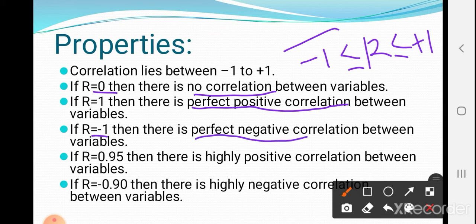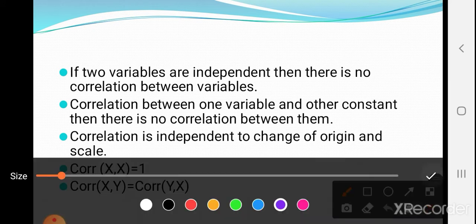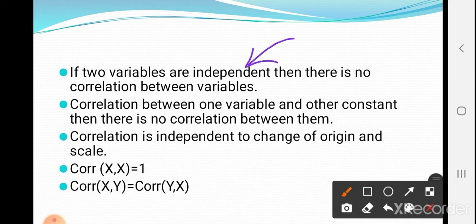If R is equal to 0.95, then there is a highly positive correlation between them. And if R is equal to minus 0.90, then there is a highly negative correlation between the variables. Next, if two variables are independent, then no correlation exists between the variables. That means if the variables are independent, there is no correlation between them. Correlation between one variable and a constant is always no correlation. That means they are uncorrelated variables.